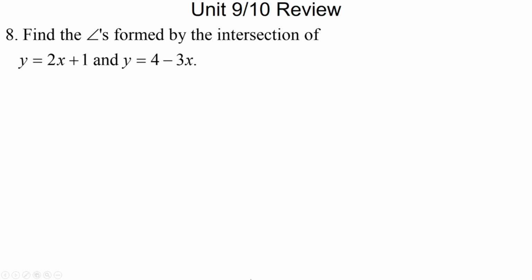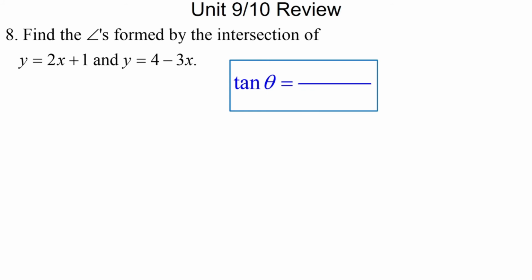Okay, now this is our last concept. Find the angles formed by the intersection of y equals 2x plus 1 and y equals 4 minus 3x. All right. Now, you don't need to graph these. You can answer these without the graphs, but I usually like to do the visual and see it. So what we're doing here is we have tangent of theta equals, now remember this rule, we created this rule ourselves. We have the slope of the first line minus the slope of the second line over 1 plus the product of those two slopes. There you go. So it looks like I did not even draw a picture.